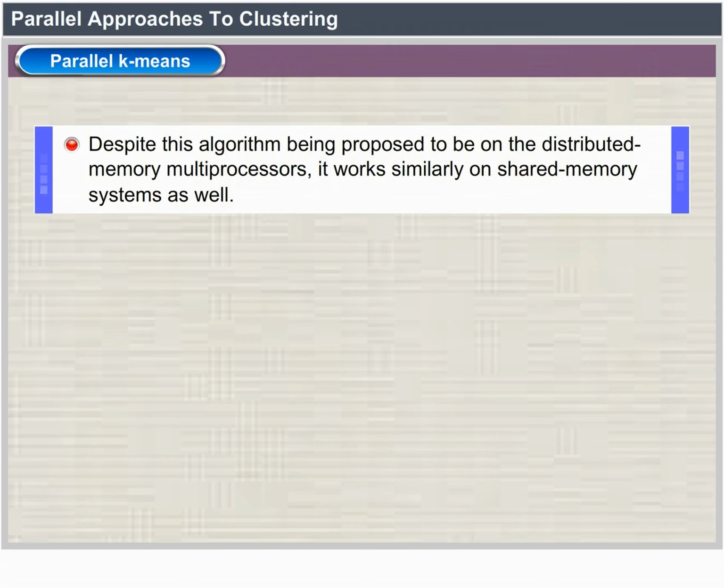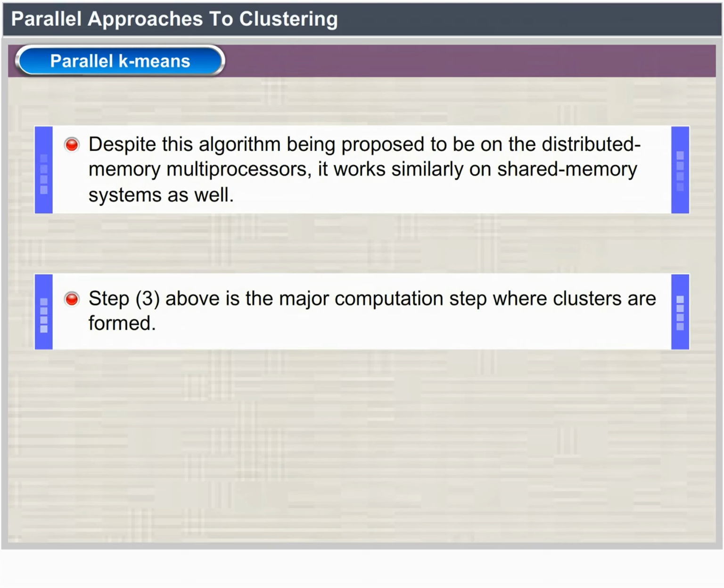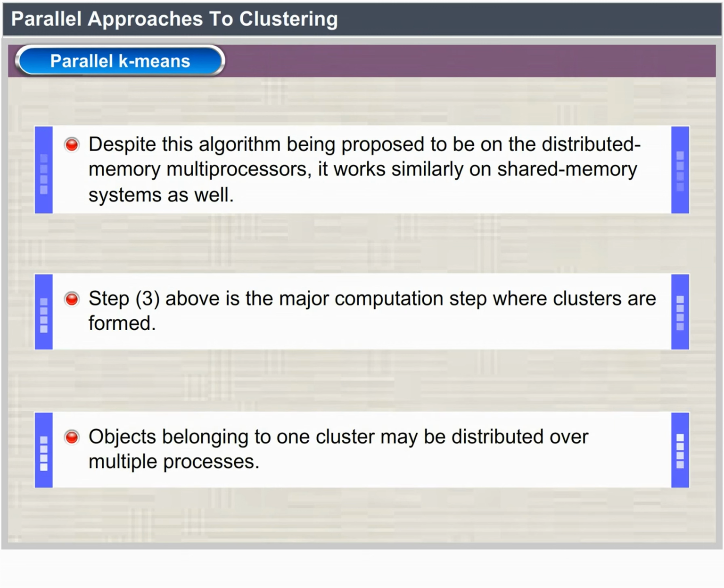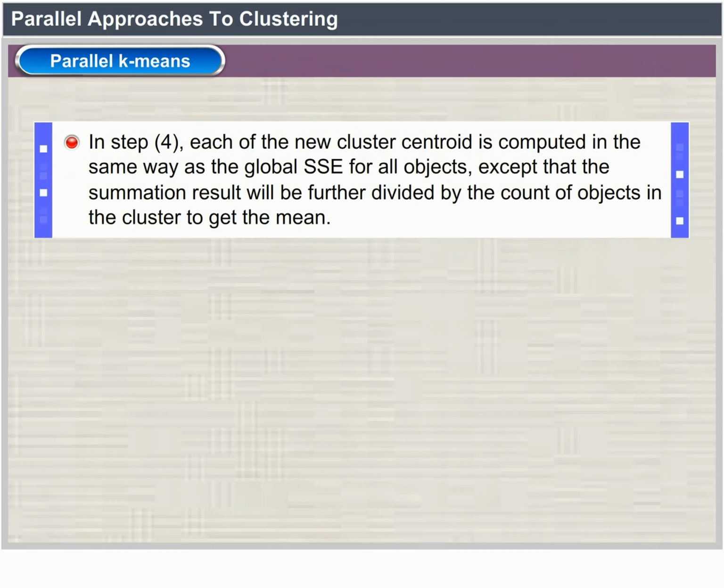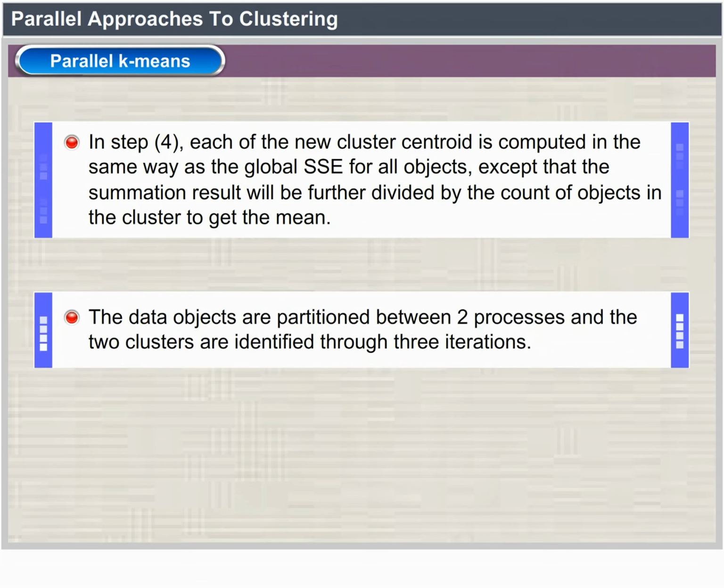Step 3 above is a major computation step where clusters are formed. Objects belonging to one cluster may be distributed over multiple processes. In step 4, each of the new cluster centroids is computed in the same way as the global SSE for all objects, except that the summation result will be further divided by the count of objects in the cluster in order to get the mean. The data objects are partitioned between two processes and the two clusters are identified through 3 iterations.